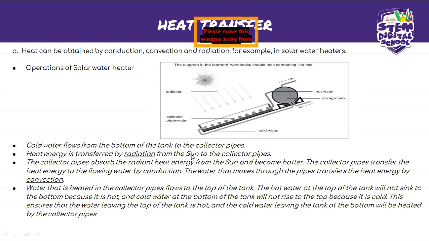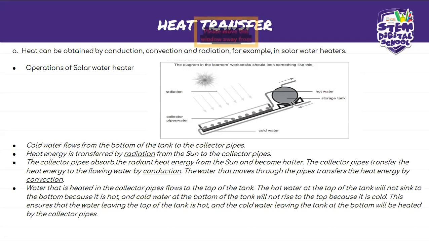Okay, and let's go on. So what happens? The collector pipes absorb the radiant heat energy from the sun and become hotter. The collector pipes transfer the heat energy to the flowing water by conduction. So remember, the water moves through the pipes, and transfers the heat energy by convection.